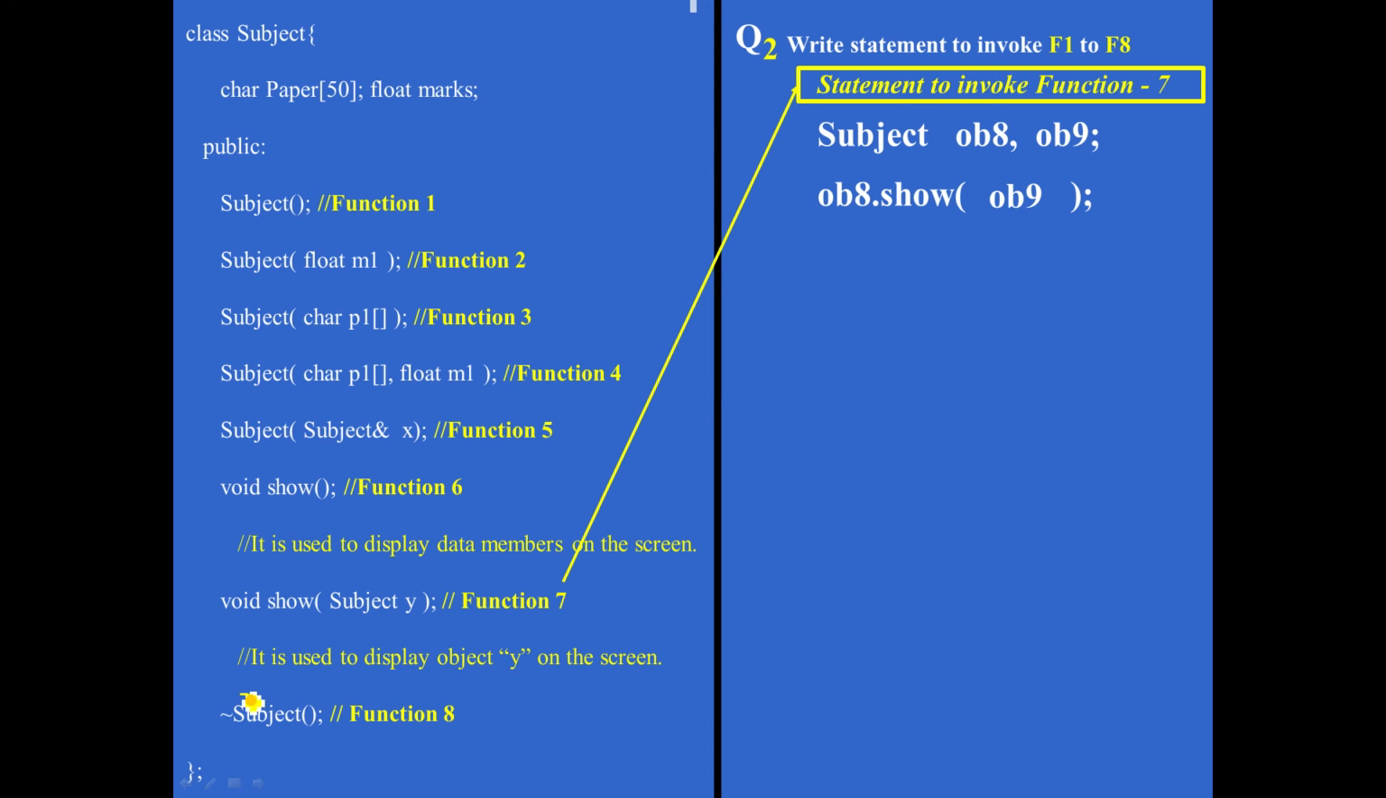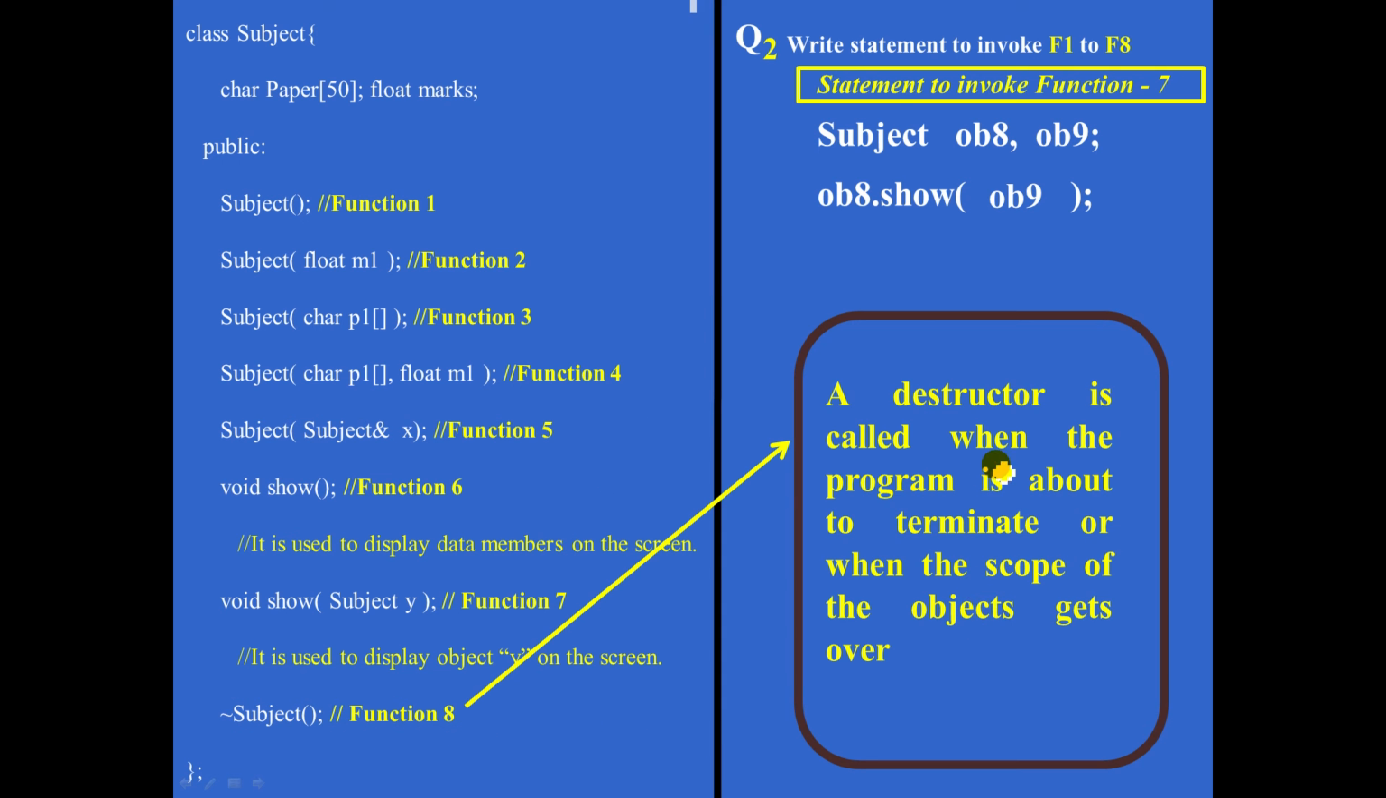And the last one, tilde symbol, destructor. So how can you invoke function 8? A destructor is called when the scope of the object gets over, or when the program is about to terminate. This is important. Scope of the object gets over. So this is how you answer question number 2.